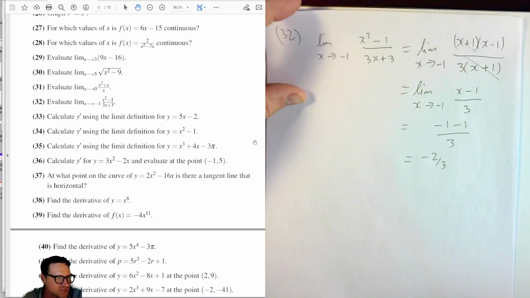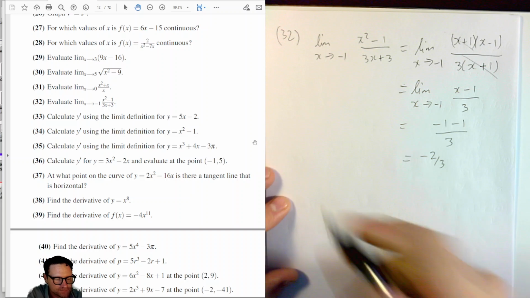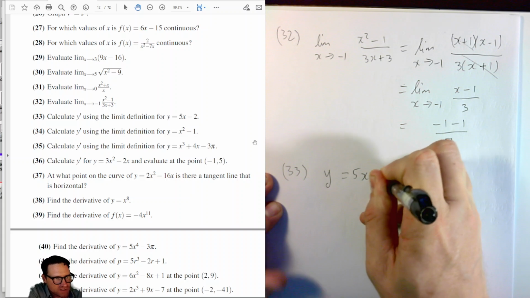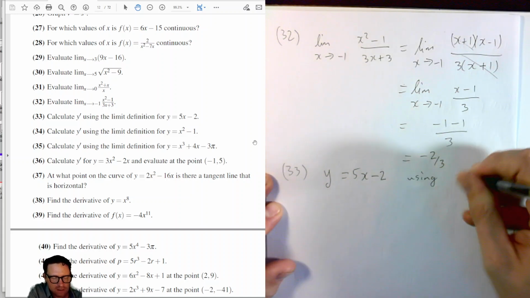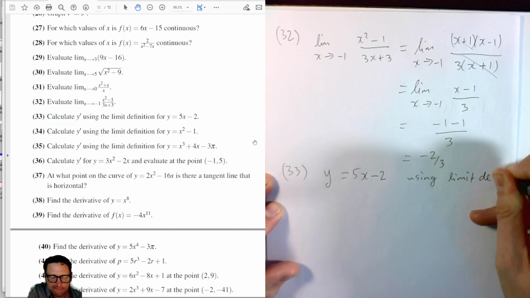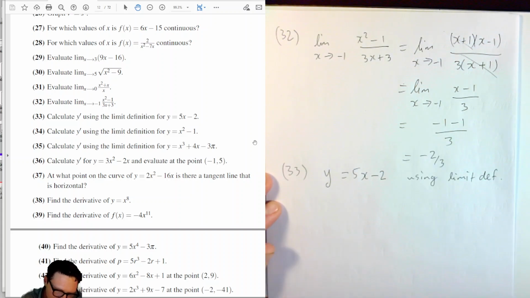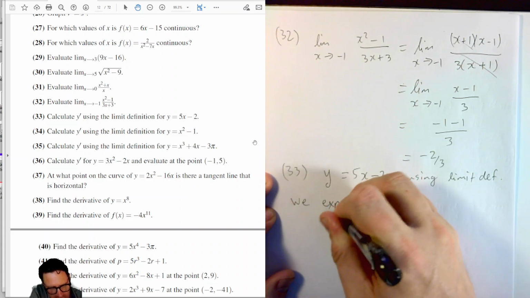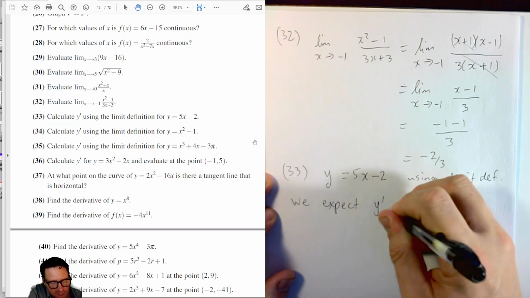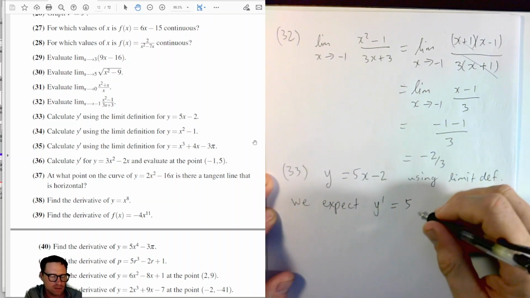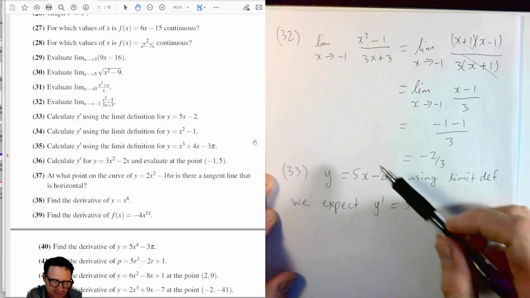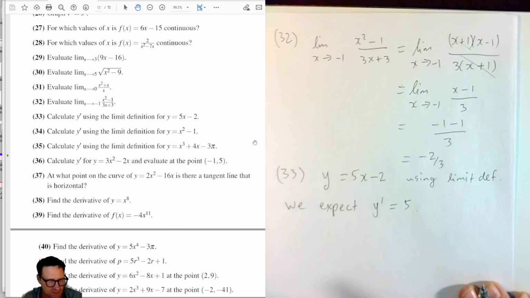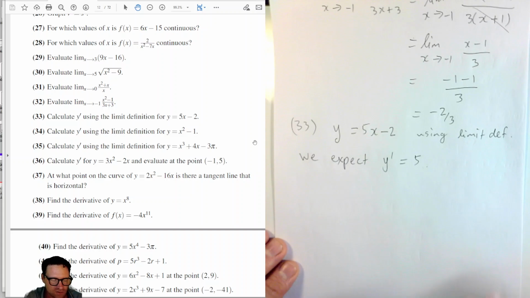All right, next question. Calculate y dash for y equals 5x minus 2 using the limit definition. I would advise you to do this using the rules of differentiation first and say we expect y dash to be equal to 5, because the derivative of 5x is 5 and the derivative of minus 2 is 0. So we should get 5 for this derivative when we do this via limits. So let's go ahead and do this via limits.